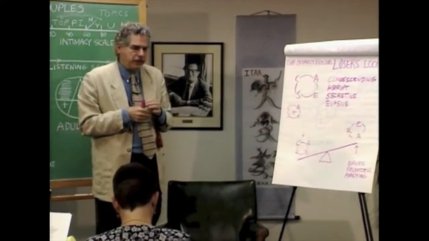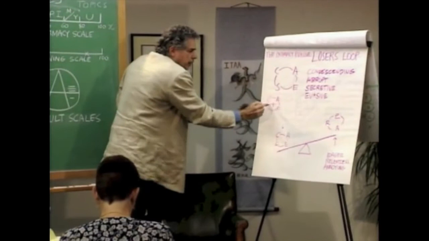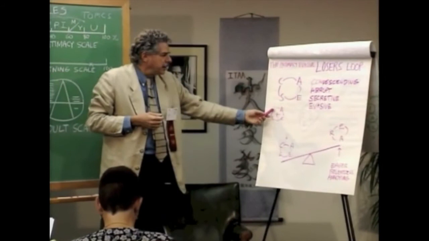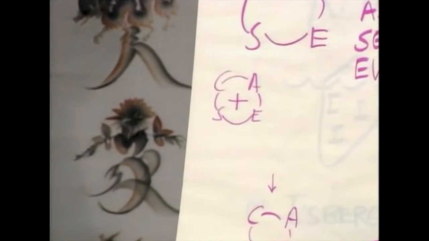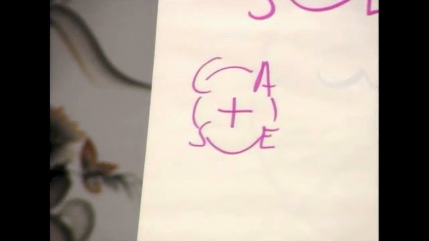Now, there's also an intimacy winner's loop, in which I use the same letters, naturally. And so instead of condescending, the person is cherishing. They highly value what you say. And instead of abrupt, they're very approachable. You just go up and say anything you want to the person. Instead of secretive, they're sharing. They give you all the information you need. They're willing to open up. And instead of evasive, they stay engaged on the subject, the same subject.